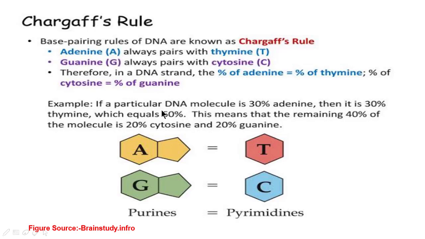Example: if a particular DNA molecule is 30% adenine, then it is 30% thymine, which is equal to 60%. 30 plus 30 is equal to 60. And out of 100, what is left? It is 40%. This means the remaining 40% has to be divided into two parts: out of 40%, 20% is the cytosine and 20% is the guanine. I hope it's clear to you.